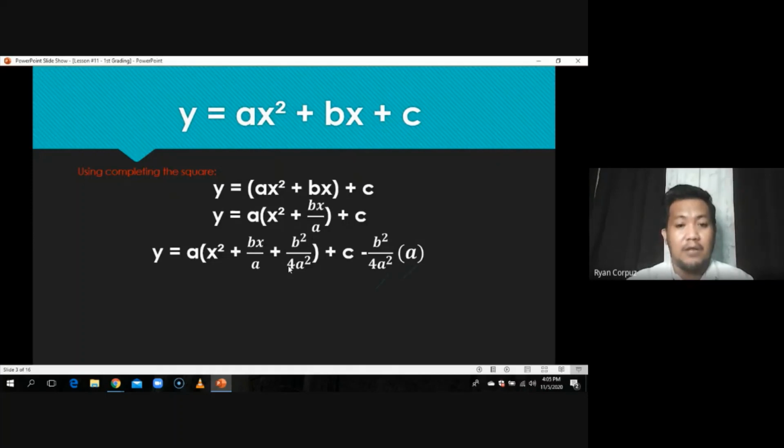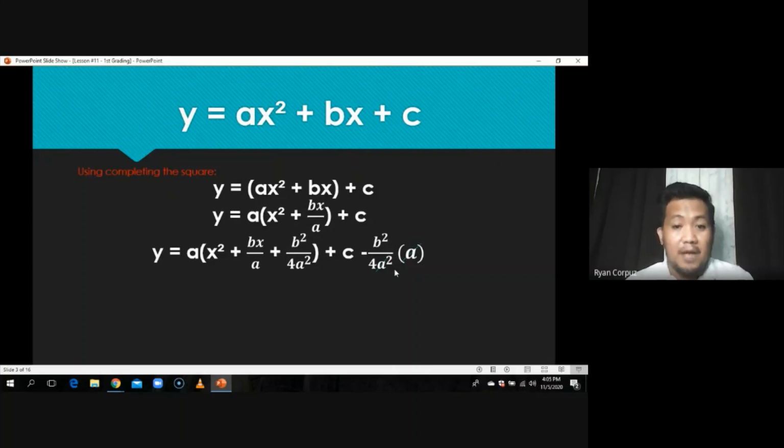So pag pinactor natin yon, makakuha tayo ng quadratic ng binomial that was traced to the second power. So, but before we do that, syempre, as you can see here, since multiply natin by a, so maka-cancel ngayon yung a na isa dito.